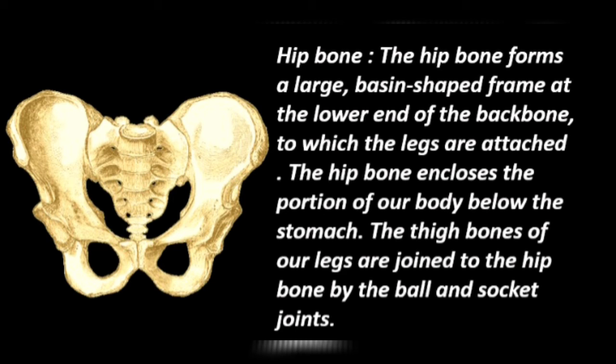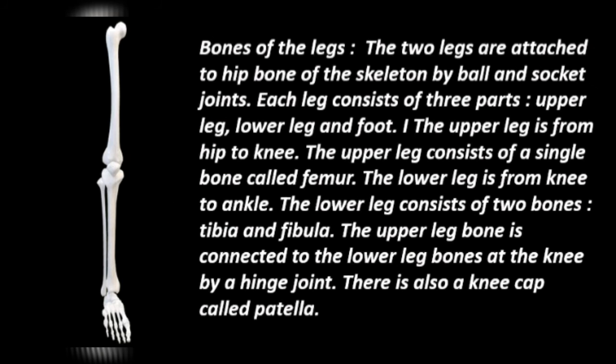अटैच्ड होते हैं. और हिप बोन encloses the portion of our body below the stomach. The thigh bones are attached to the hip bone by the ball and socket joint. I hope you are all understanding the structure of our skeletal system. So now we will learn about the bones of the legs.